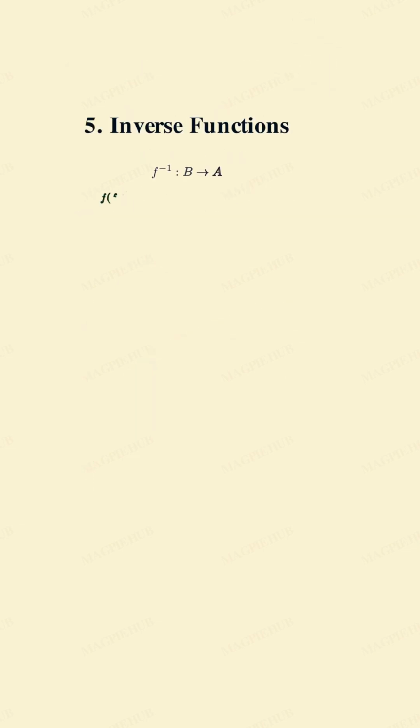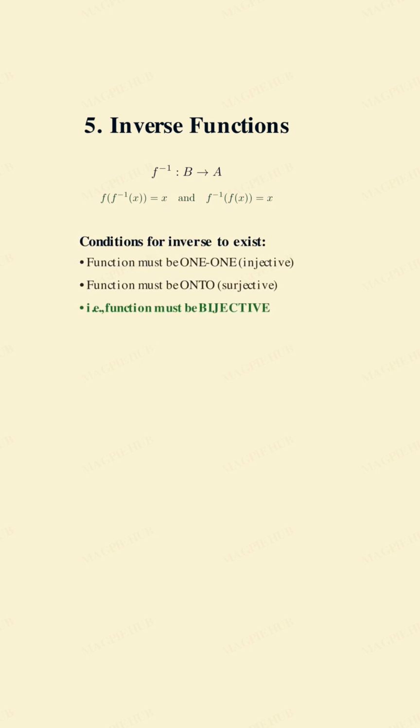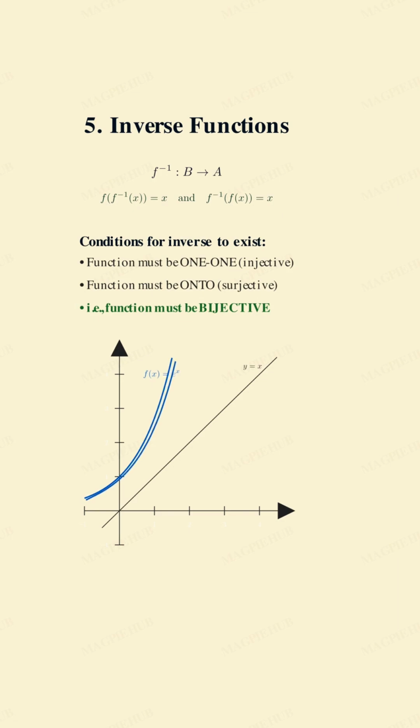Inverse functions. If f maps a to b, then f inverse maps b back to a. The composition of f and f inverse in either order gives x back. For an inverse to exist, the function must be bijective, that means both 1-1 and onto. Here's the most important visual property: the graph of f inverse is the reflection of f about the line y equals x. Watch, e to the x in blue reflects to become ln x in red, they are mirror images about y equals x.